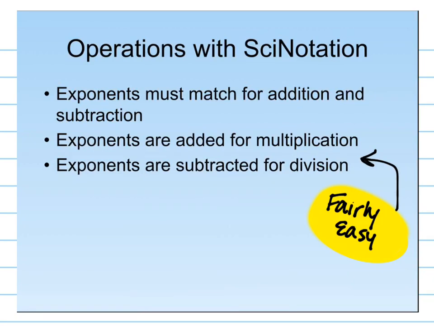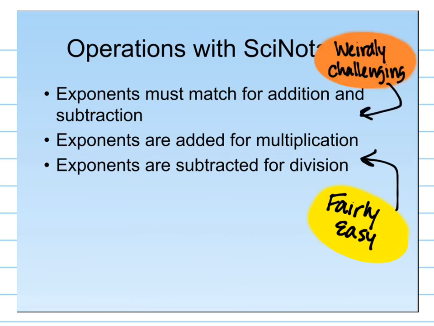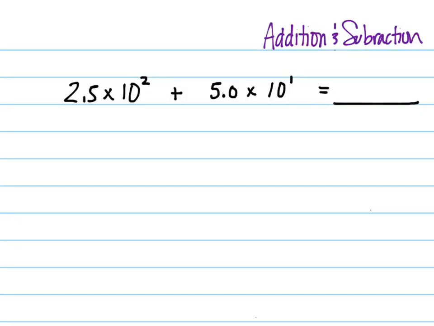Most people find the rules for doing operations with scientific notation for multiplication and division fairly easy. Very few people have a problem with that. Weirdly, doing addition and subtraction with scientific notation seems to throw a few more people for a loop, but that's okay. We'll give you a chance to practice. So let's look at an addition and subtraction problem.